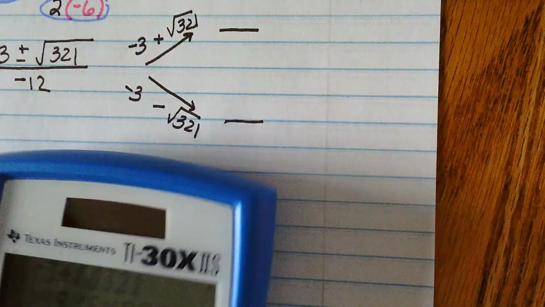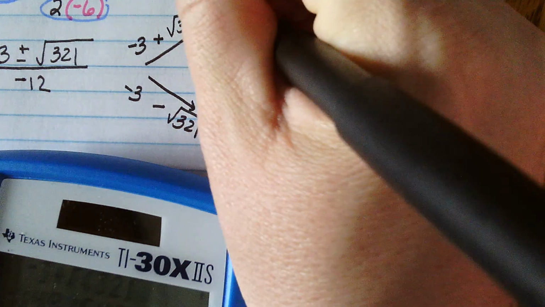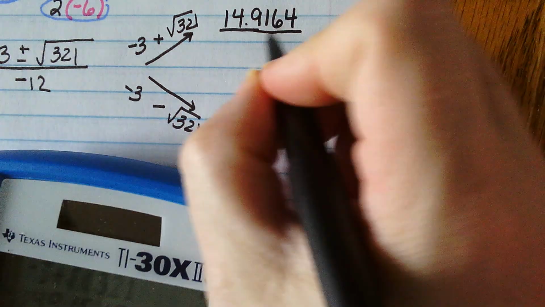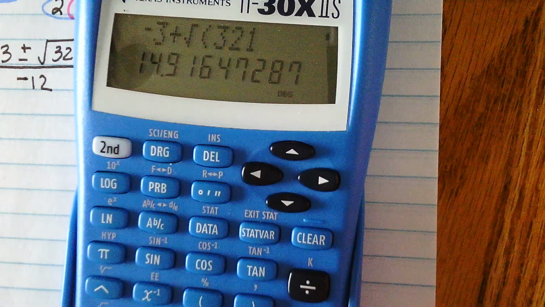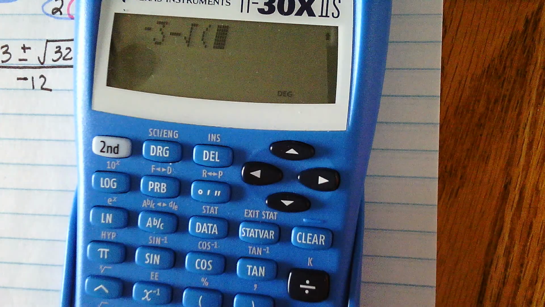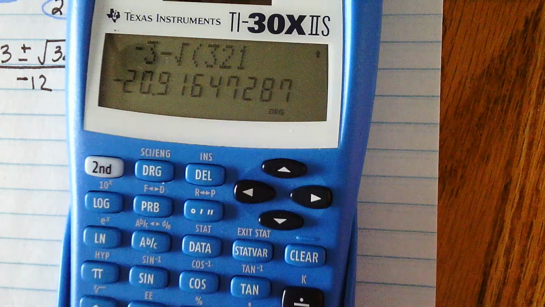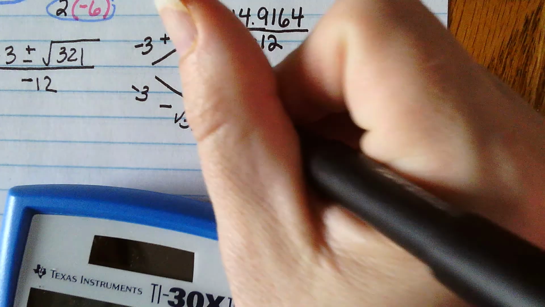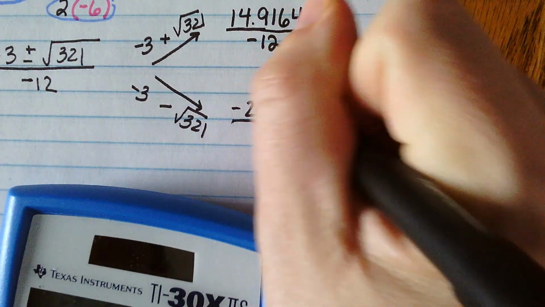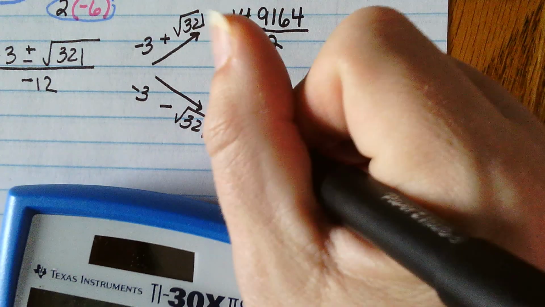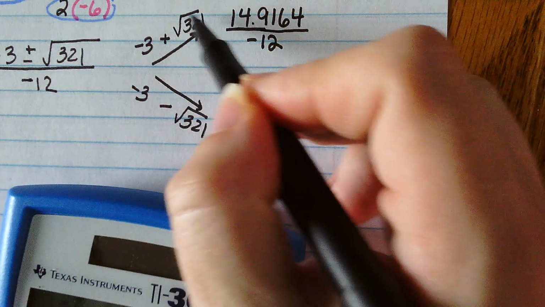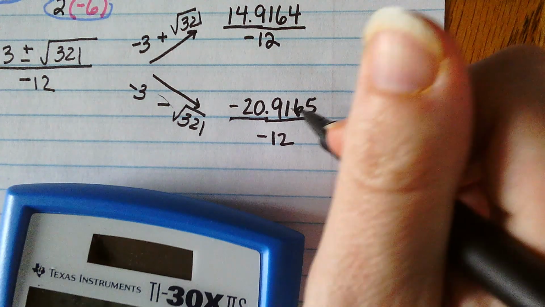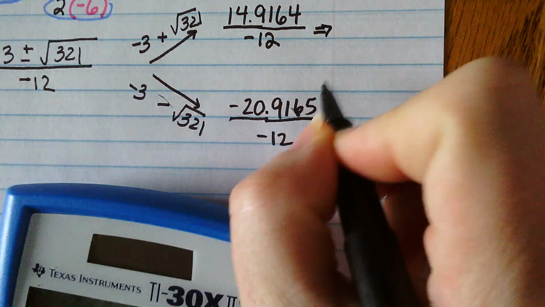14.916. We'll go out 4 places. And that's divided by negative 12. And now we're going to do negative 3 minus square root of 321. And that gives us negative 20.916, that'll be a 5. And that's over negative 12. So this calculates the top of the first one, and this calculates the top of the bottom one. And then you would divide by negative 12 and get your answers.